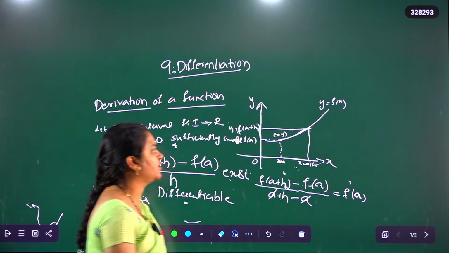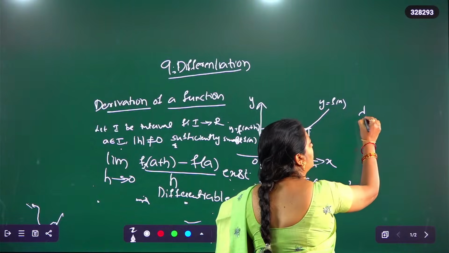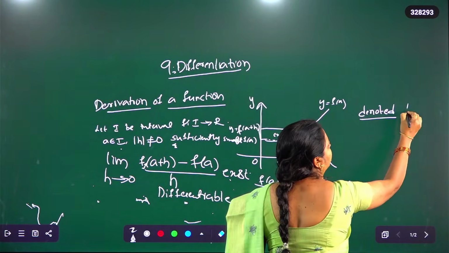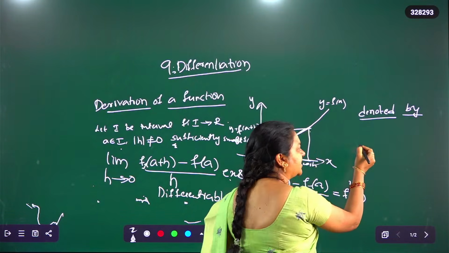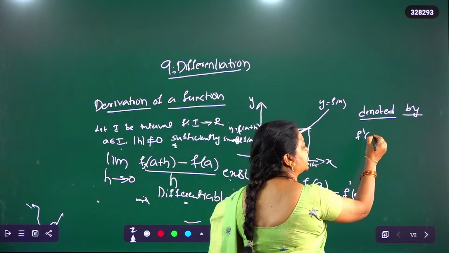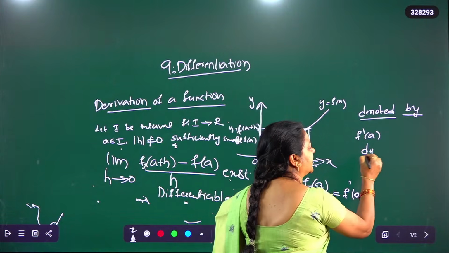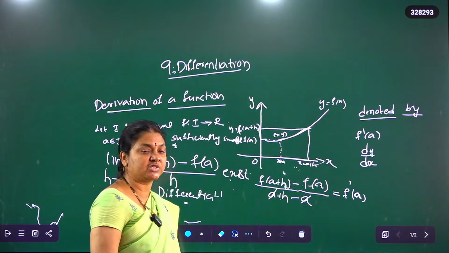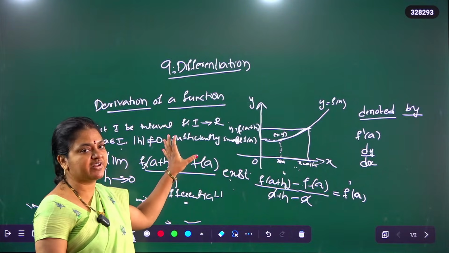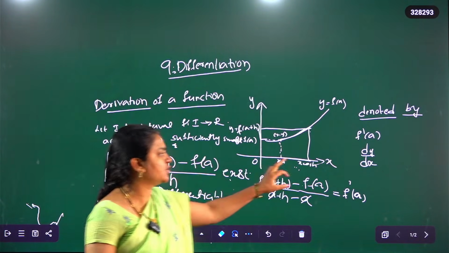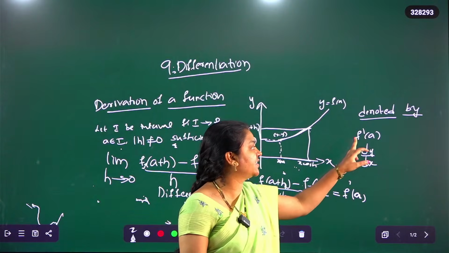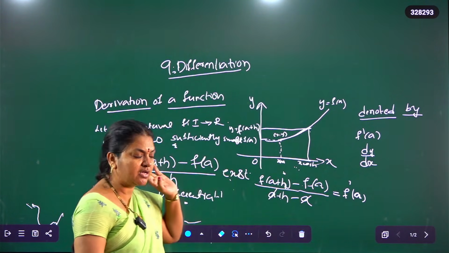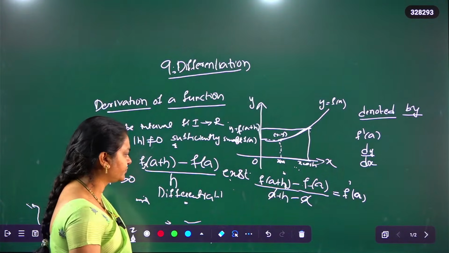And how do we denote this derivative? It is denoted either by f dash a or by dy by dx, right? We can say it in these forms. So this is the definition of derivation, and it is denoted like this, either f dash or dy by dx.